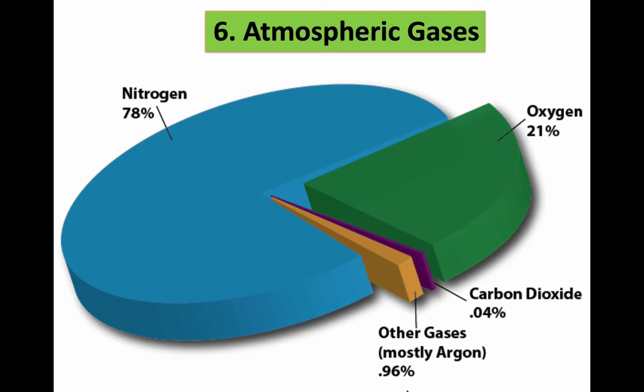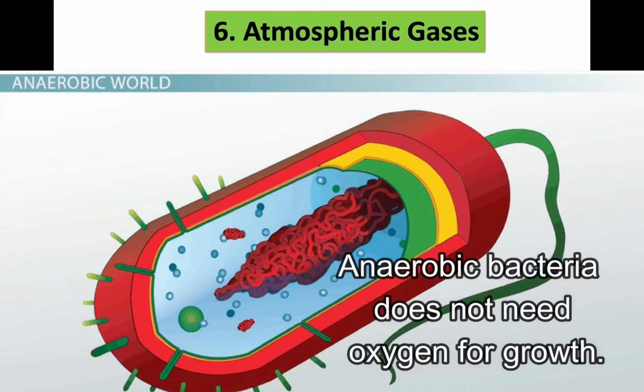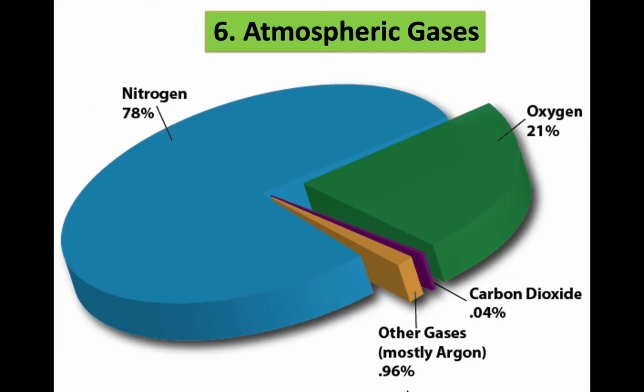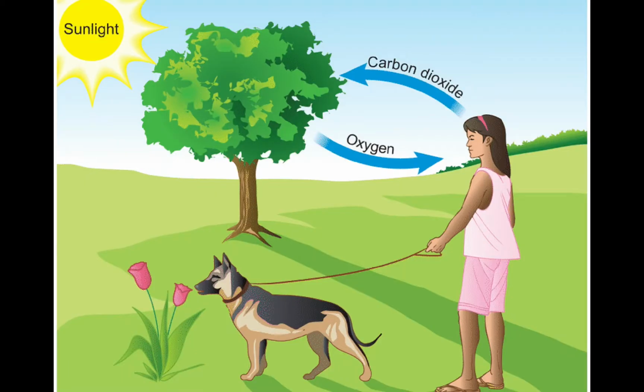Now, all living organisms, children, except for the anaerobic bacteria, need oxygen for respiration. What are the anaerobic bacteria? An anaerobic bacteria is any organism that does not require oxygen for growth, okay? And if it does come into contact with oxygen, it can react very negatively or even die in the presence of oxygen, okay? So all living organisms except for the anaerobic bacteria need oxygen for respiration.